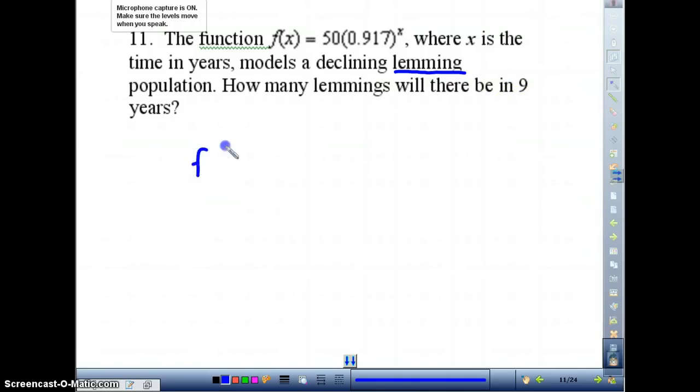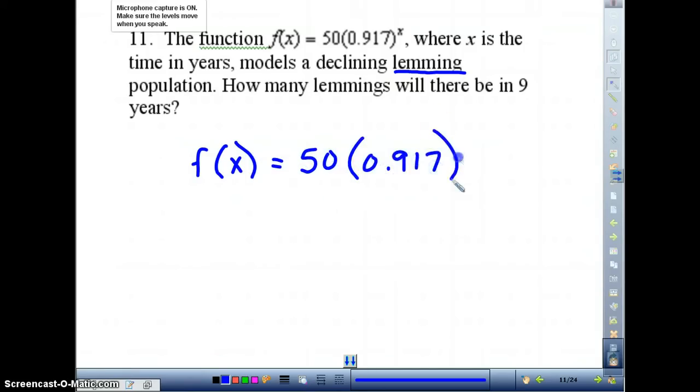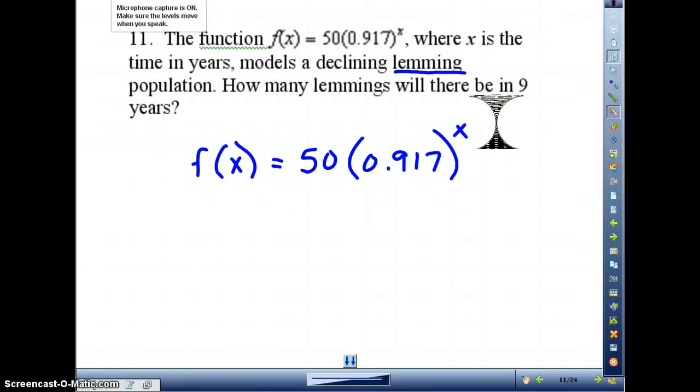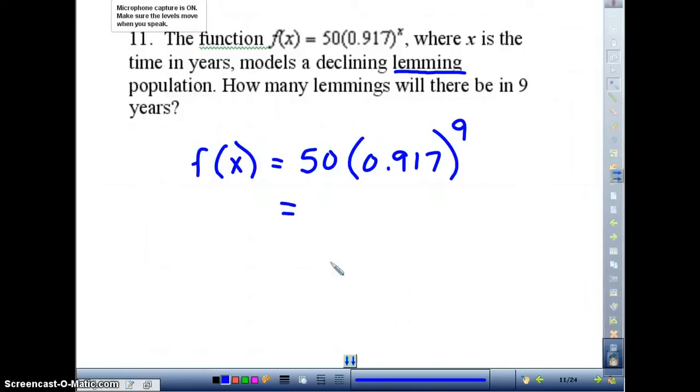Well, they give us a function. f of x equals 50 times 0.917 raised to the x, where x is the time in years. They want to know how many will there be in 9 years? Yeah, just replace that x with 9. Tell me what you get. Grab your calculator. 50 multiplied by 0.917 raised to the 9th power. Got my answer. Do you have yours?